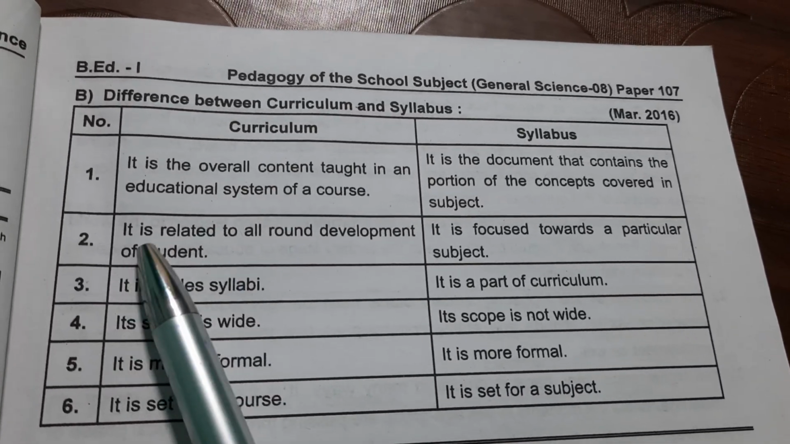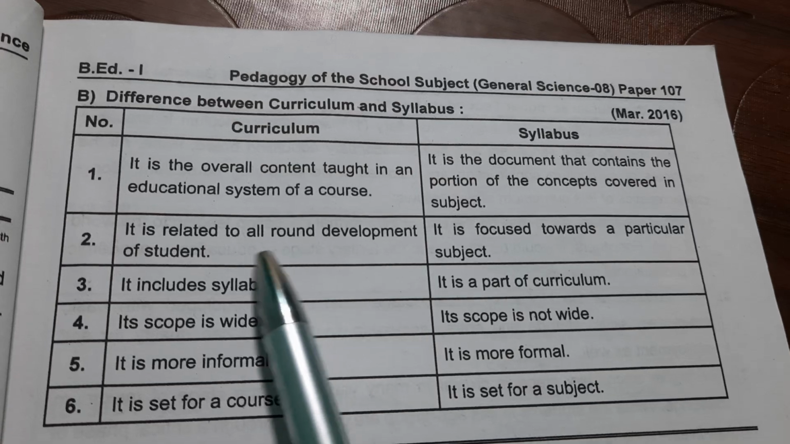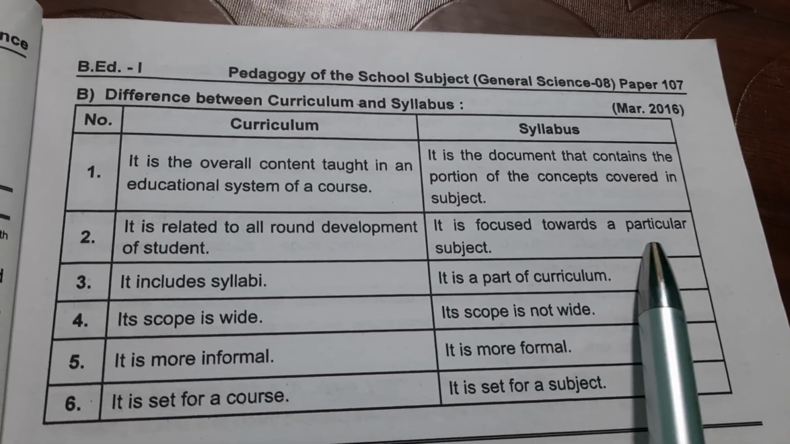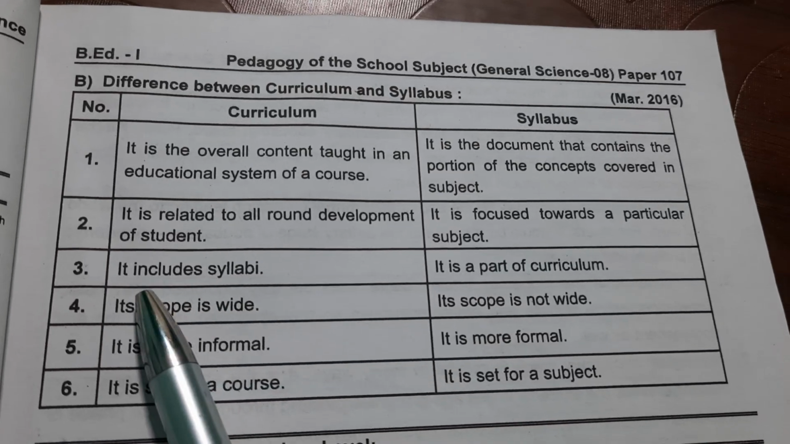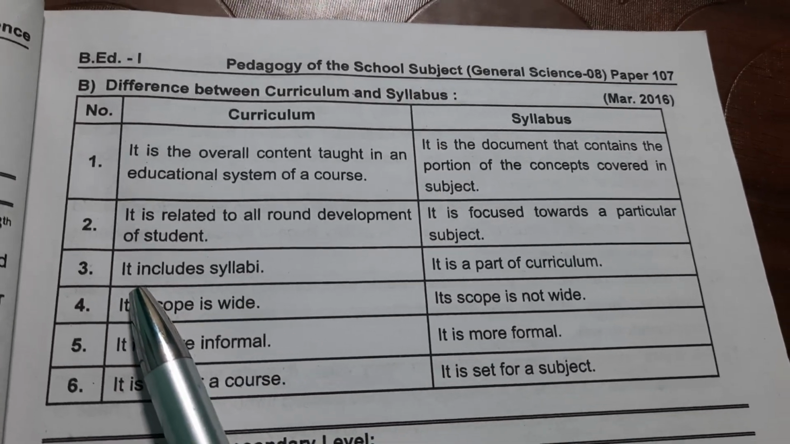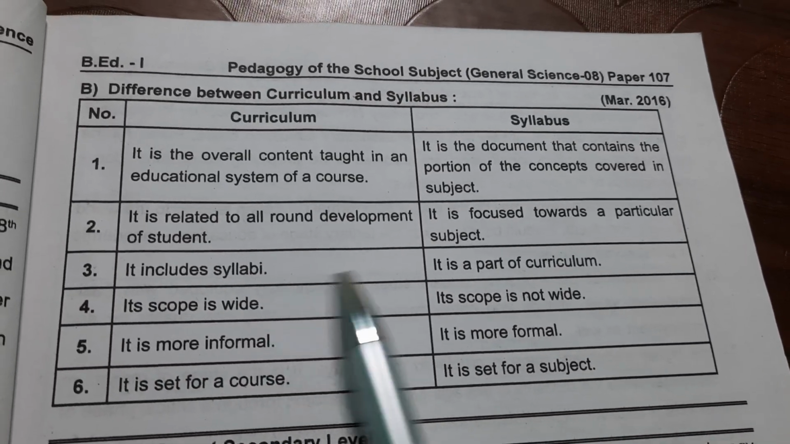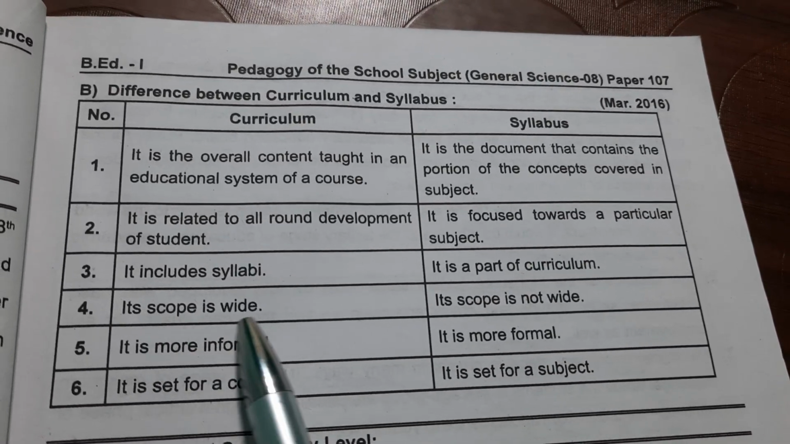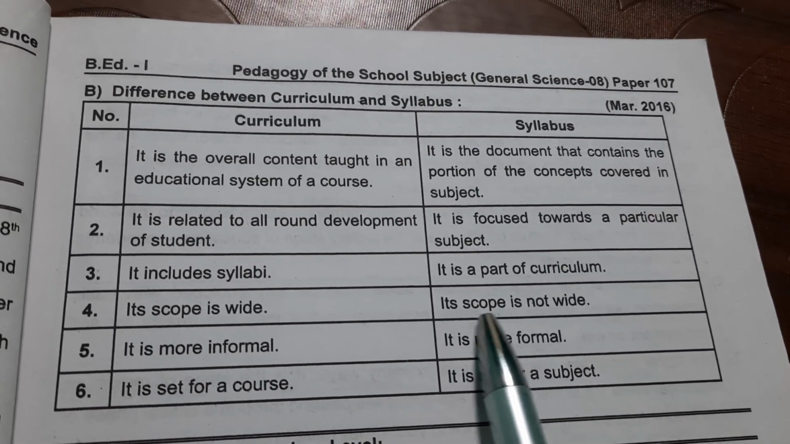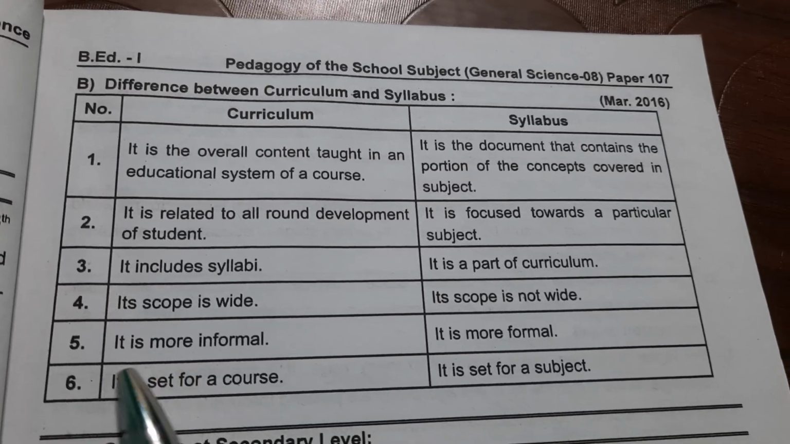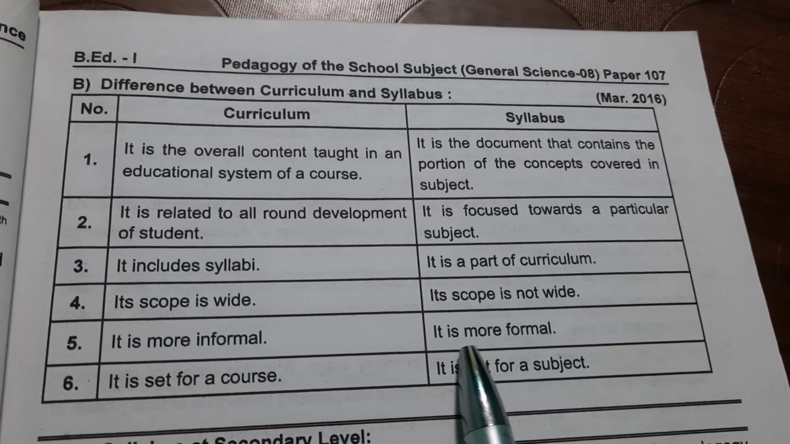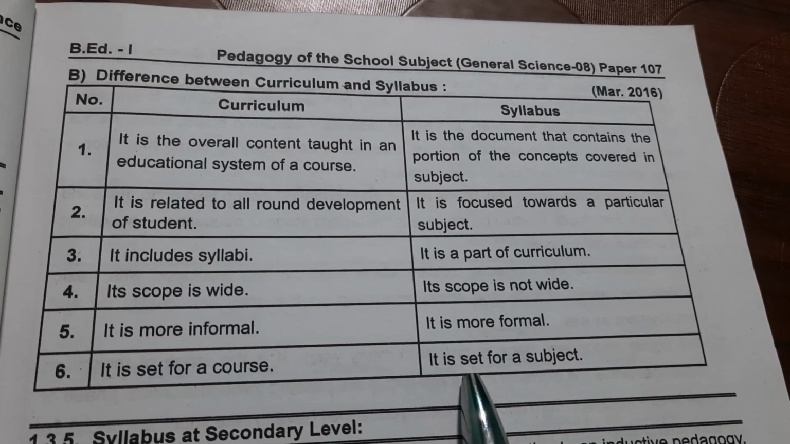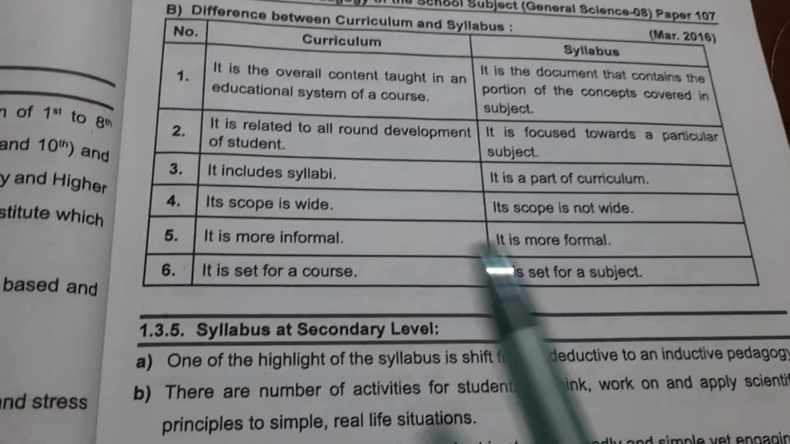Now, curriculum, second point: it is related to all-round development of the student, whereas syllabus is focused towards a particular subject. Third point: curriculum includes syllabi, whereas the syllabus is a part of the curriculum. Its scope is wide, whereas the syllabus's scope is not wide. Curriculum is more informal, whereas the syllabus is more formal. It is a set of a course, whereas this is a set of a subject.